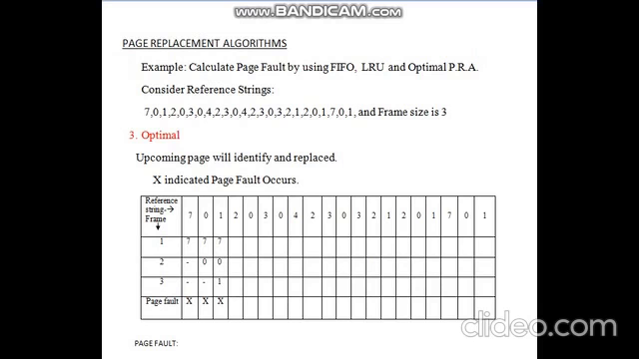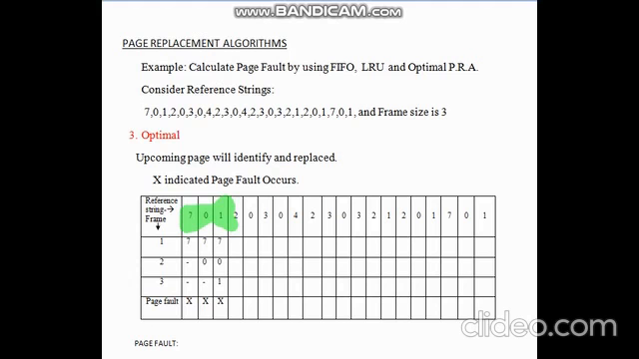Now our third algorithm is optimal. Optimal means we are going to see reference numbers in the future, means upcoming pages will be identified. Let us see how it will be. Up to 1, means 7, 0, 1, all three examples are the same. So now let us see 2.